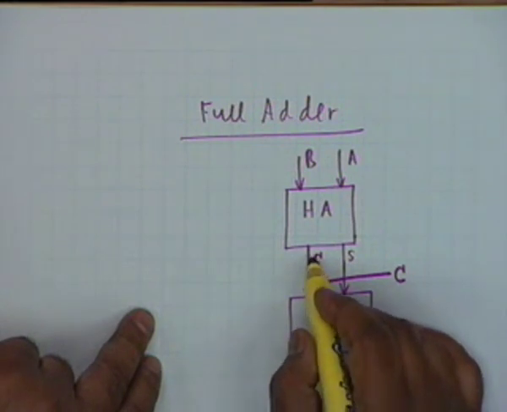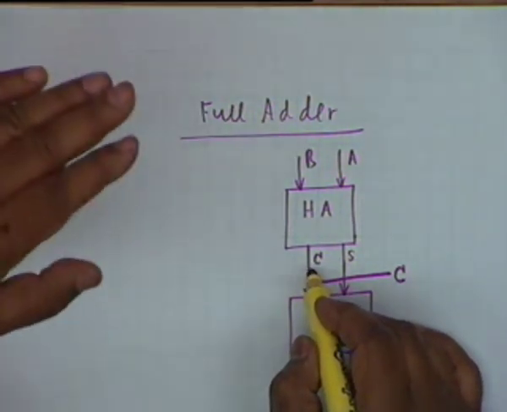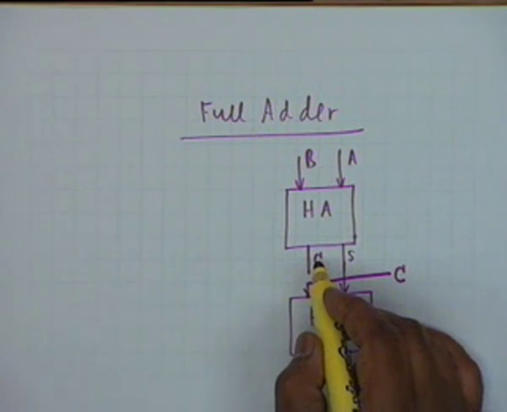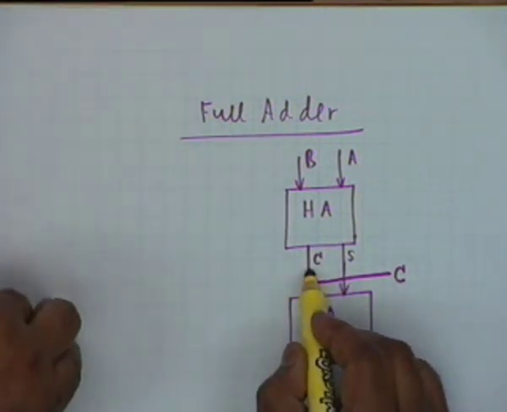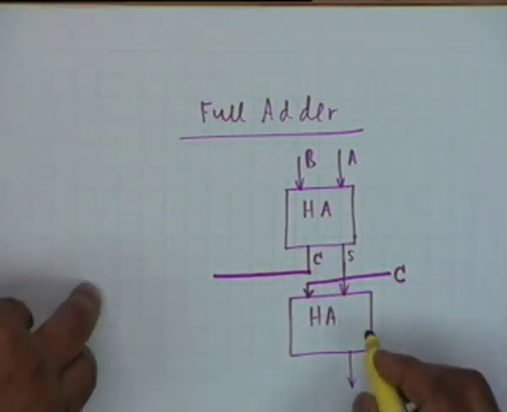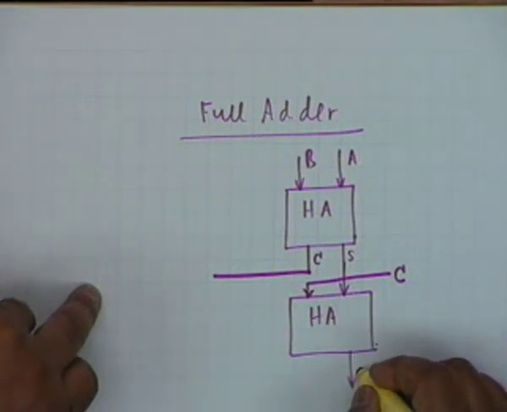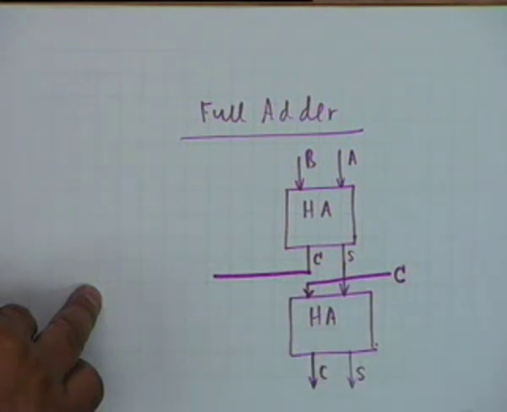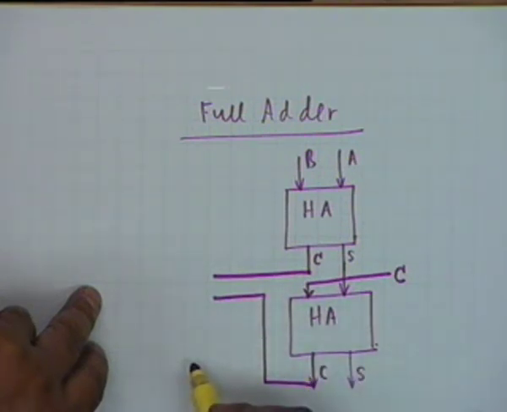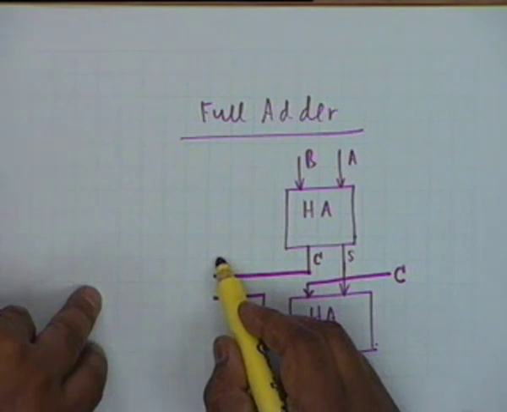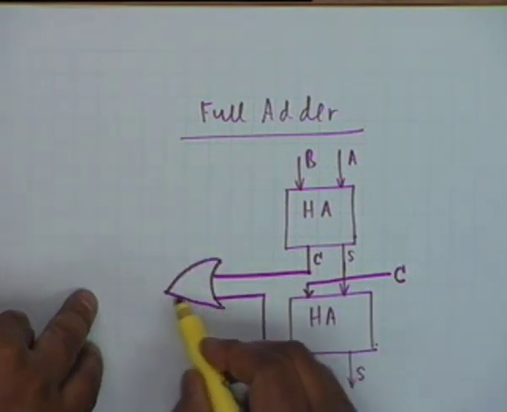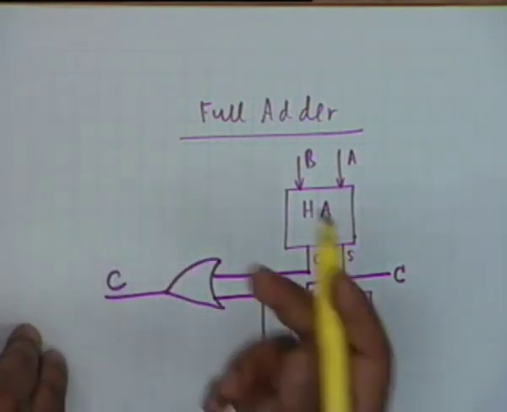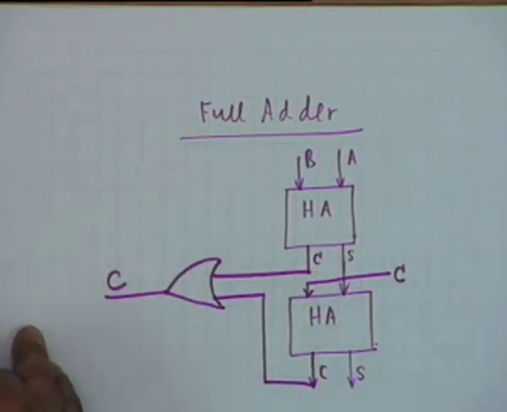I'll tell you what to do with this. Where would this carry go? To the next left addition point. So this carry will go to the next left addition point, and then this would be a sum, and this would be carry. What do I do with this? This would go to an OR operation. This is the carry that goes to the left, to the next addition.